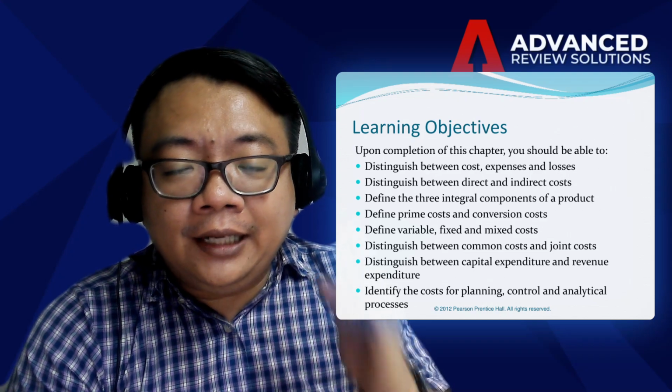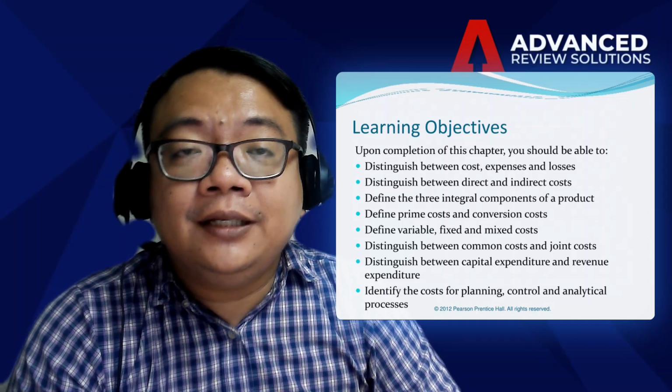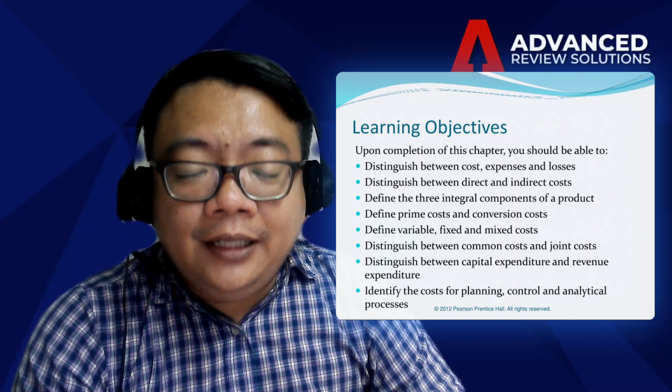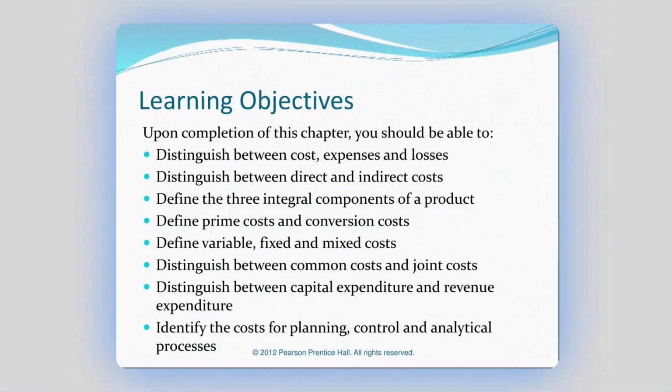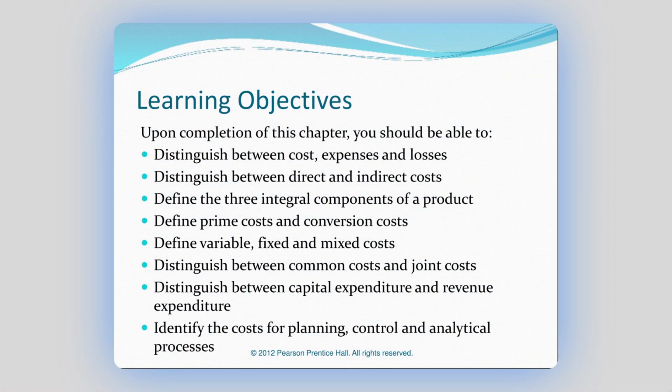Okay, number two, we'll discuss also direct and indirect cost, and define also the three integral components of the product. Next, we'll discuss the prime cost and the conversion cost. We will discuss also the variable, fixed, and mixed cost. And we will discuss also the common cost and joint cost. And next one is all about capital expenditure and revenue expenditure, and about planning and controlling. Okay. And analytical procedure. Okay.